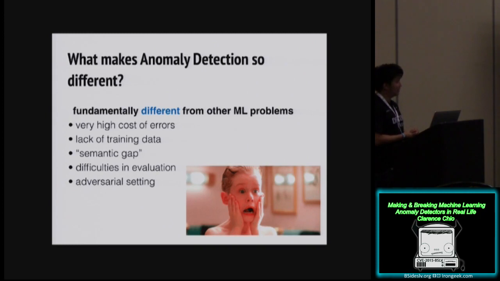Lack of training data, as mentioned earlier: there's just no way of generating enough negative examples to train a good enough classifier to classify something as negative. Then again, there's the semantic gap. The semantic gap, I would argue, is the one largest challenge surrounding machine learning in general.